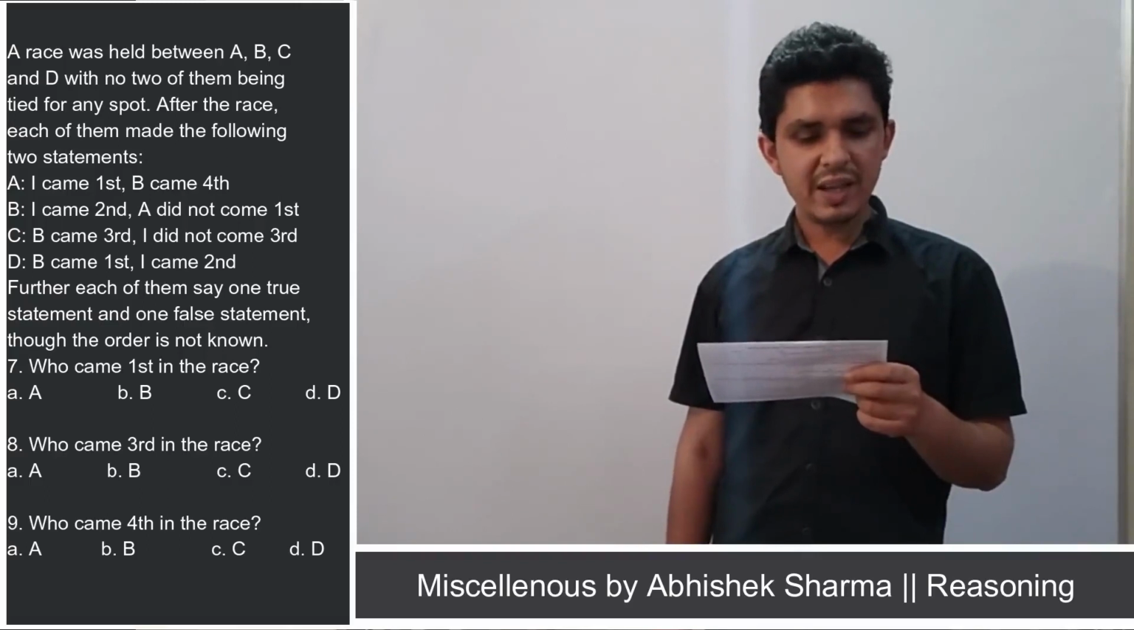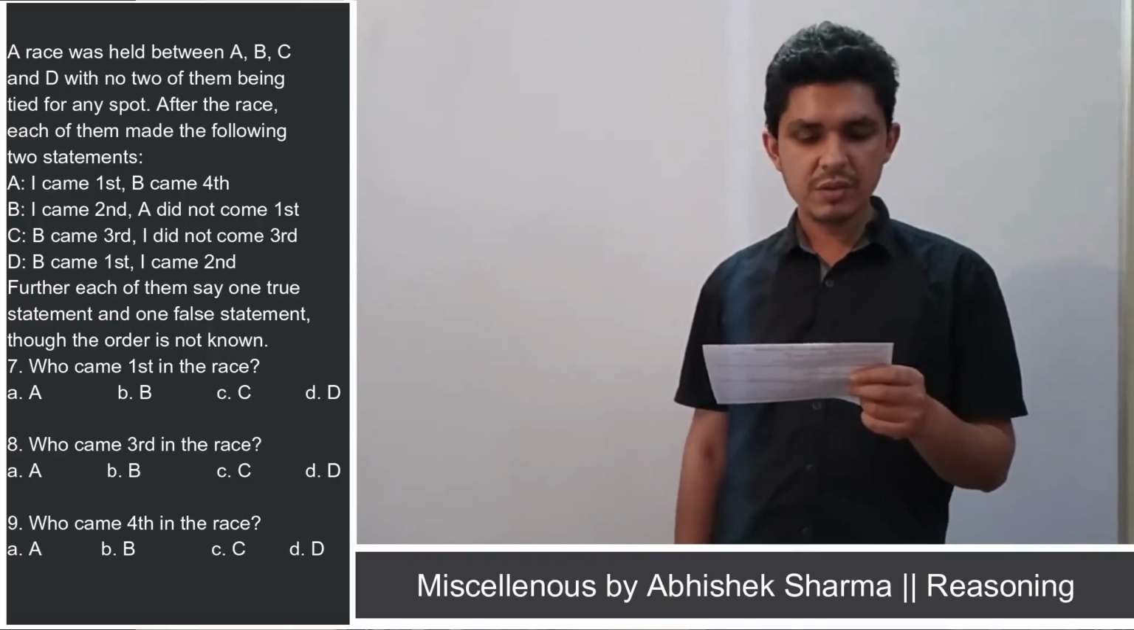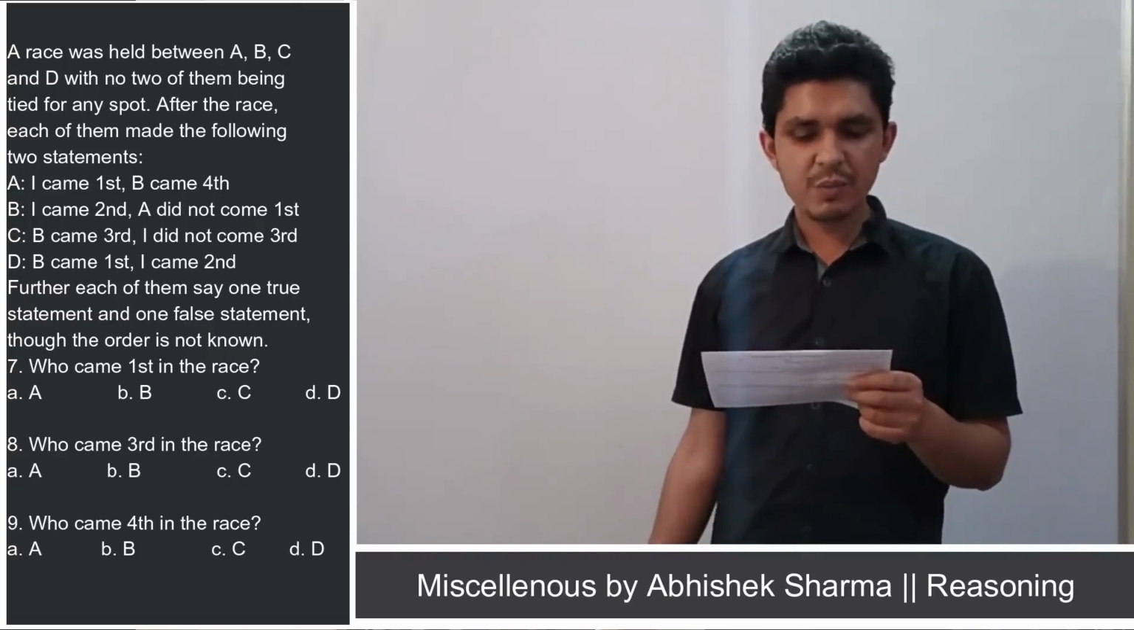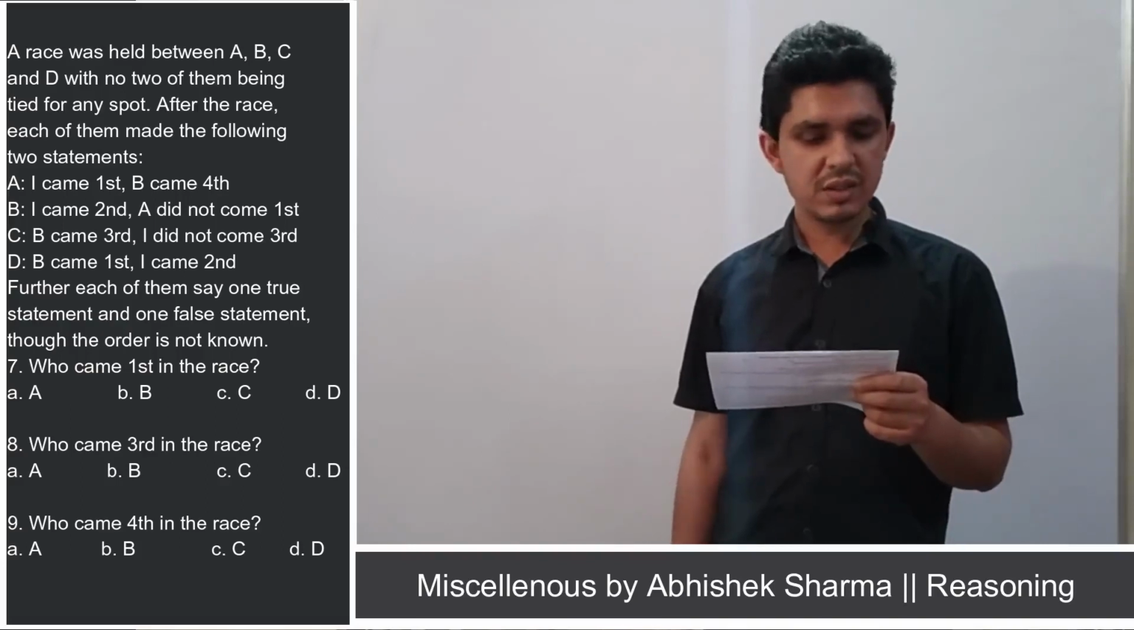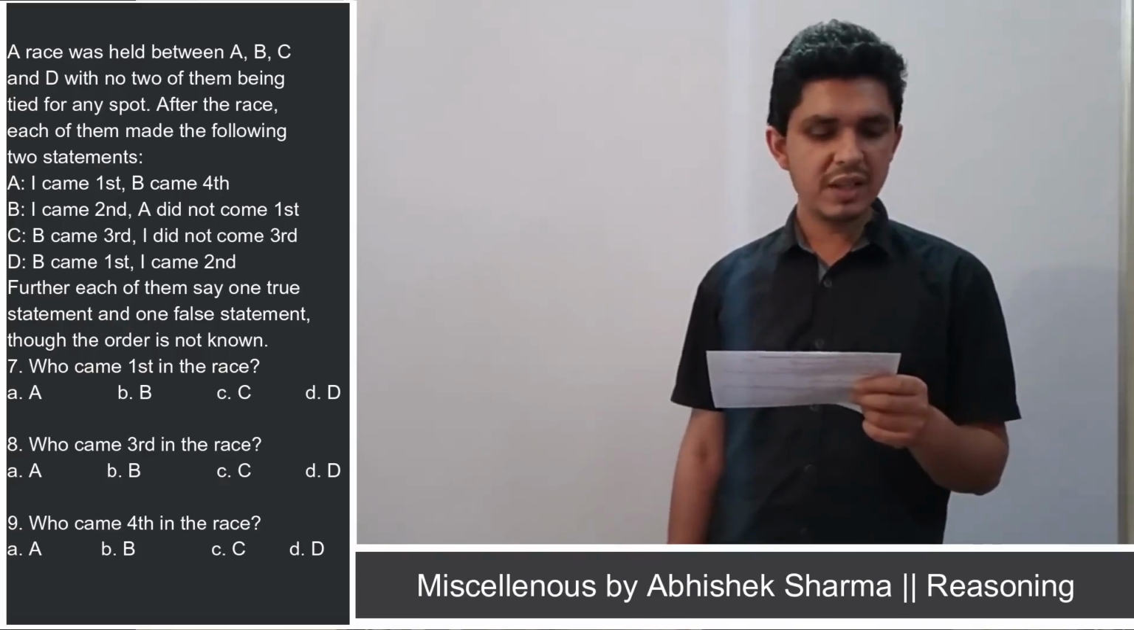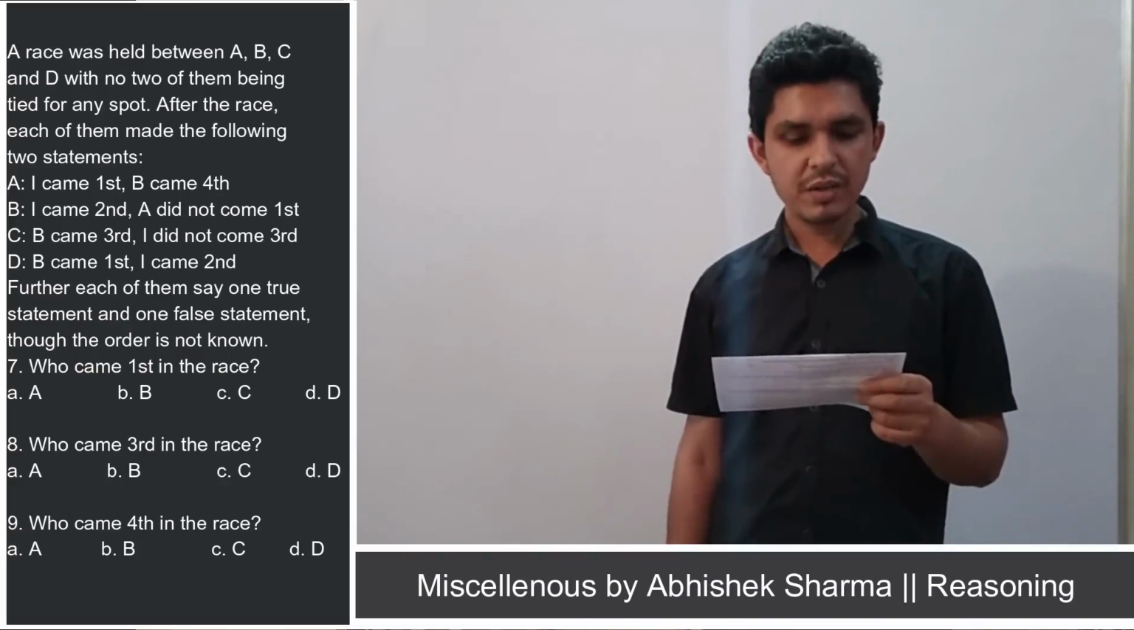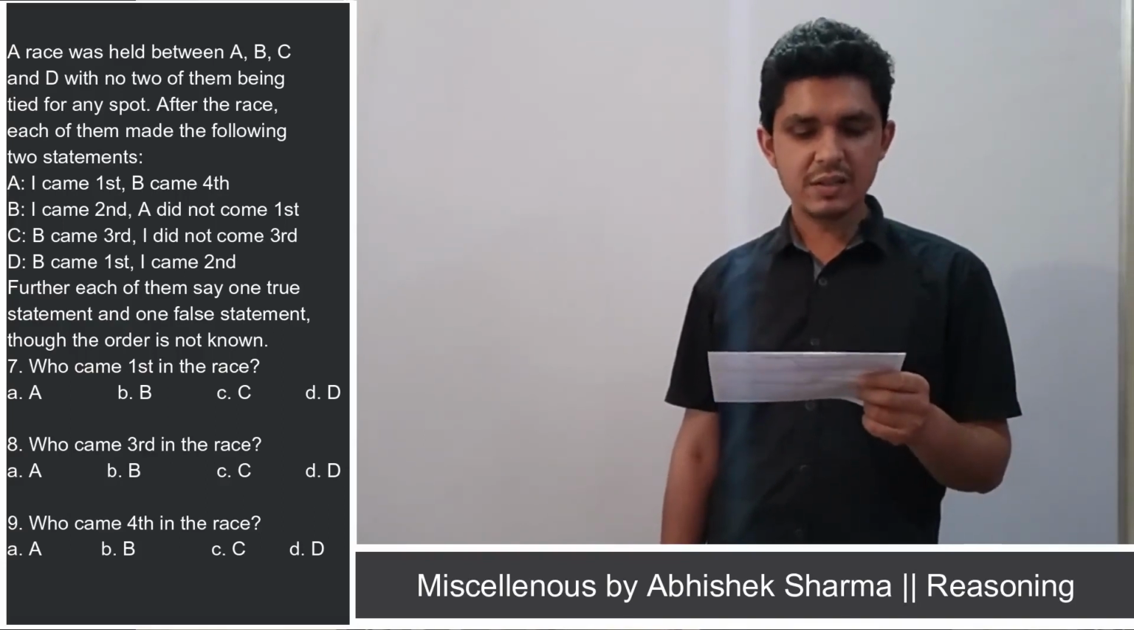A says, I came first and B came fourth. B speaks, I came second and A did not come first. C says, B came third and I did not come third. And D says, B came first and I came second.